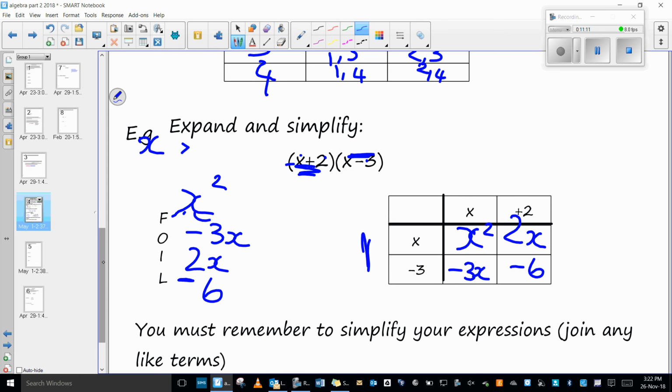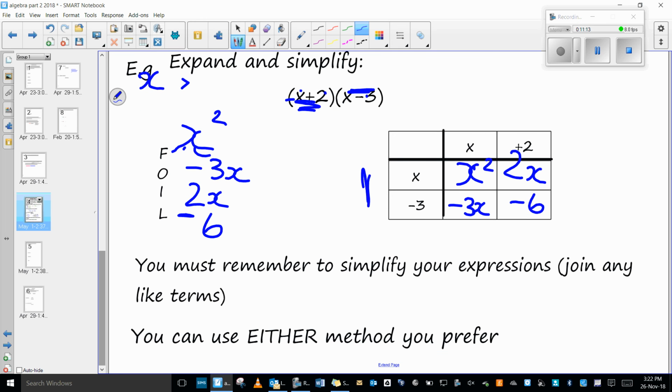Now, the last thing we have to remember is that when we're expanding, we must simplify if we can. So what we have to do is look at these four things and say, are there any like terms? Maya?